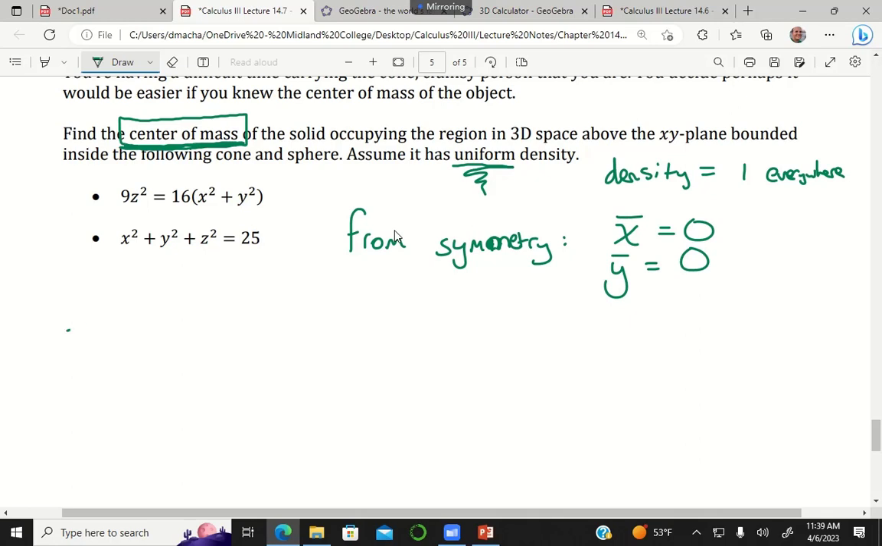So then for the z-coordinate of my center of mass, I have to use that formula: 1 over m, triple integral of z. Normally we would multiply by the density function, but like I just told you, the density is 1 everywhere, and so then we can just call it a day.